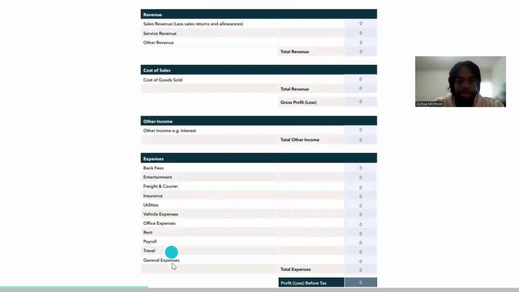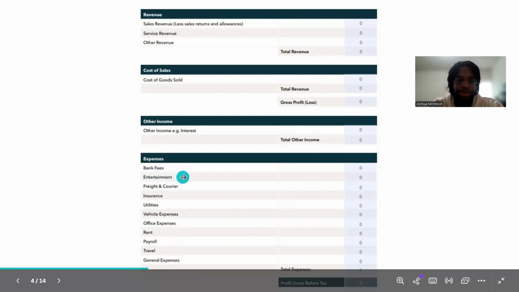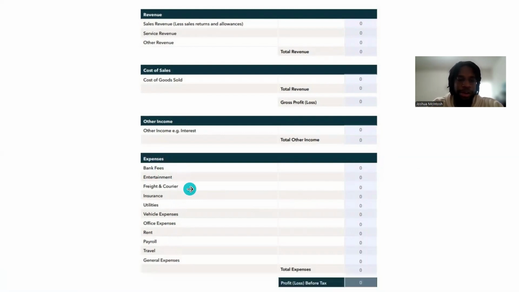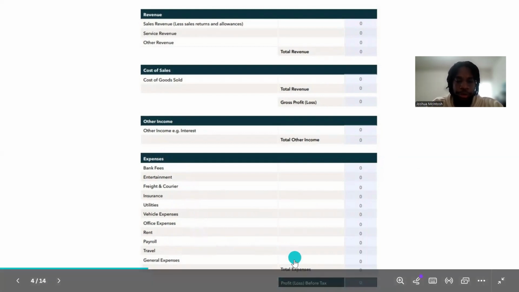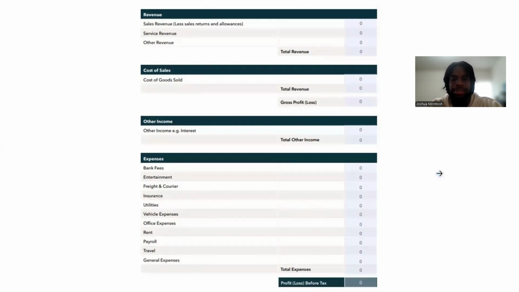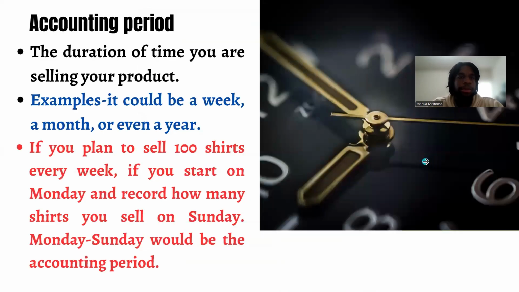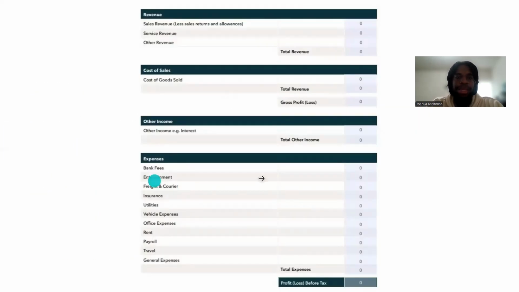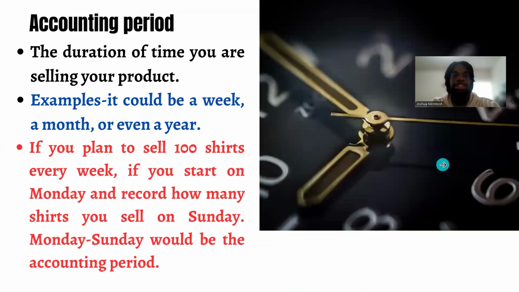But then you have your operating expenses, kind of like your bank fees, your entertainment, your shipping or freight and courier, your insurance, your utilities, your vehicle expenses, office expenses, rent, payroll, travel, or general expenses. And this is what's going to go inside your budget, but we're going to break it down into something simple. And the thing that separates a basic P&L statement from a budget is just the accounting period. For example, it's just a duration of time that you choose to sell your product. It could be a week, a month, or even a year.